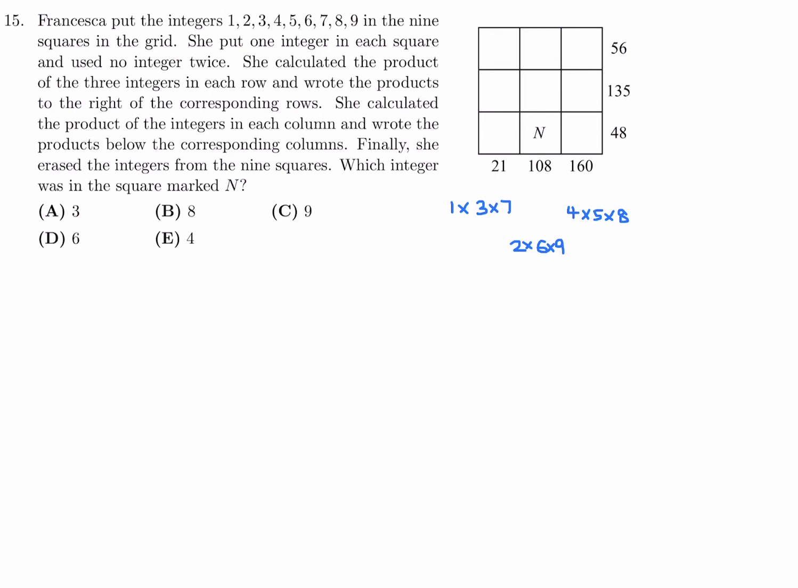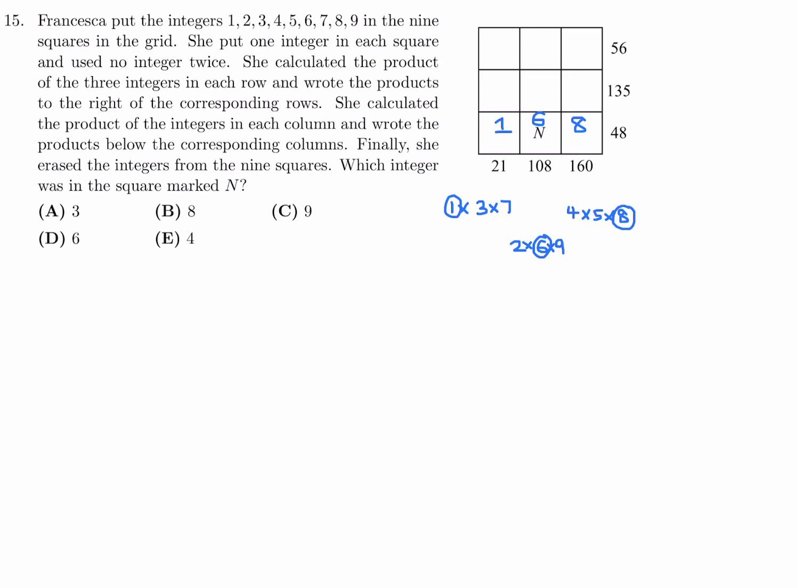Okay, so how do I get 48? I can get 48 by putting a 1 here, a 6 here, and an 8 here. So 1, 6, and the 8. Now, I've concluded that n is 6, but just to be sure, let's fill in everything else.